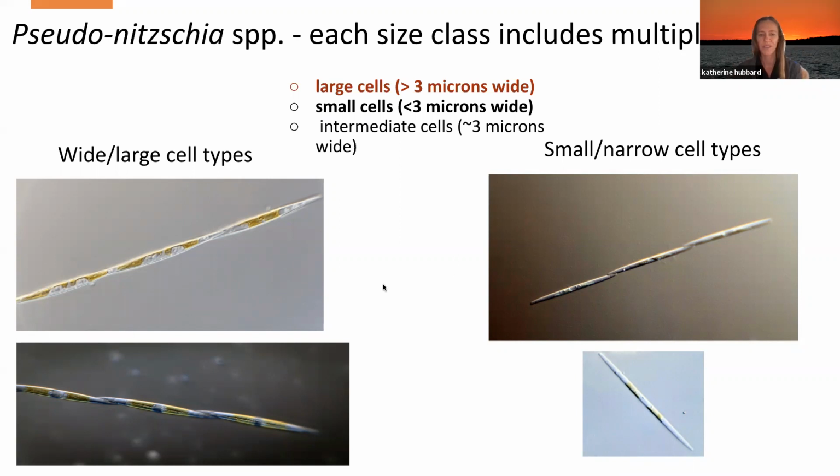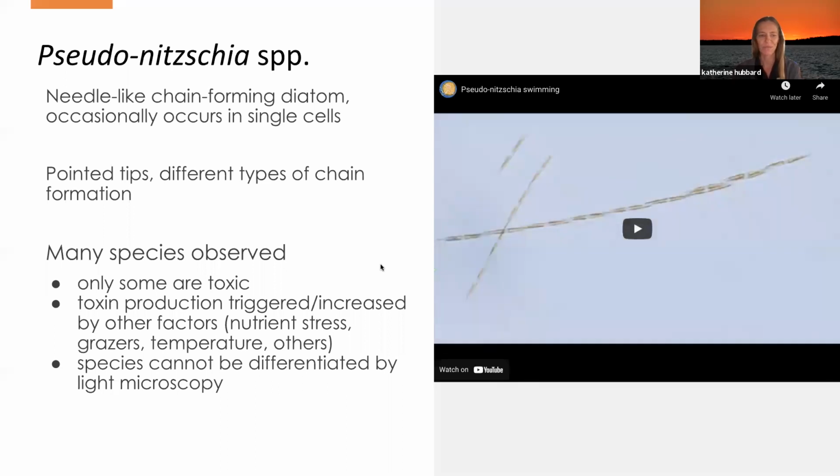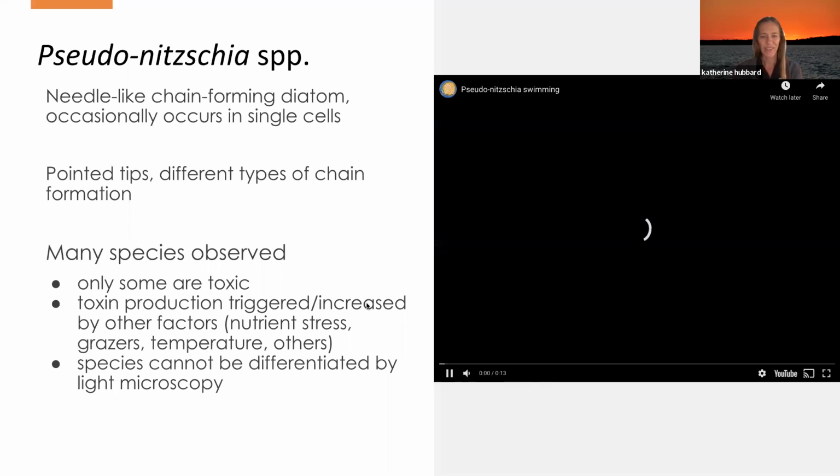And we use widths to try to discriminate between Pseudonitzschia, and there are some that fall right at that 3-micron size. And so, you know, those are kind of a pain for figuring out whether they're large or small, but generally we tend to lump them more with the larger ones.